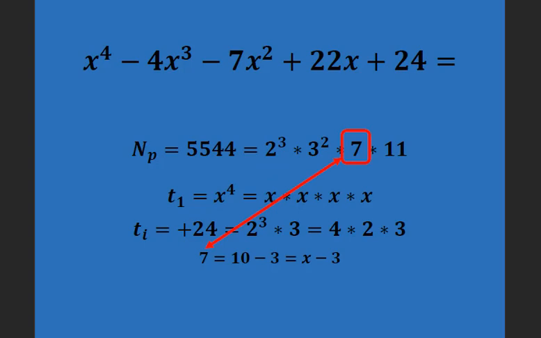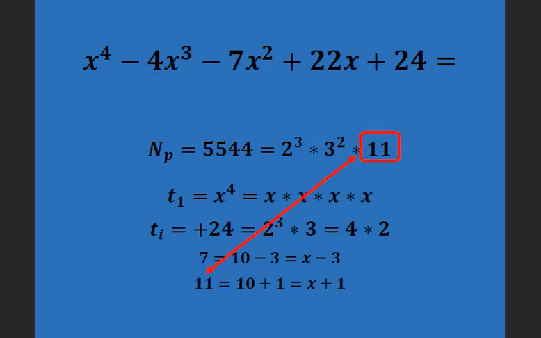Let us start with the possible n sub p of degree 1, for example the 7, which arithmetically is equal to 10 minus 3, and algebraically is equal to x minus 3. We cancel in n sub p the 7, and of the t sub I, independent terms, the 3. We continue with 11, which arithmetically is equal to 10 plus 1, and algebraically is equal to x plus 1. We cancel the 11 of n sub p.